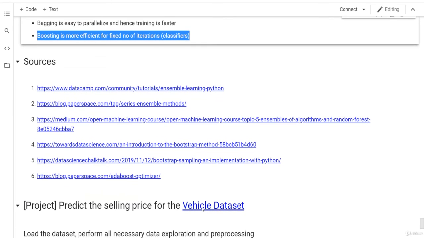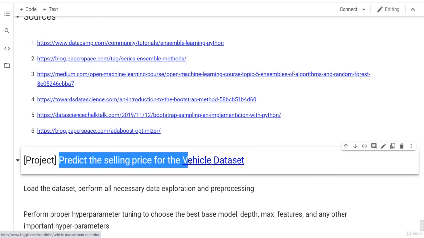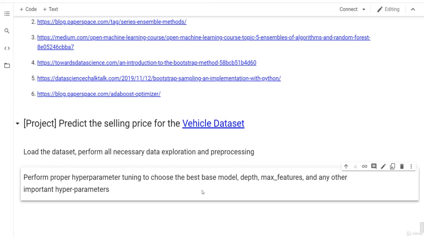Now, in the next lesson, we are going to start introducing the project for this section. In this section, we are going to work on a project for predicting the selling price of the vehicle dataset. This is a dataset available on Kaggle. What we are going to do is load the dataset, perform all necessary data exploration and pre-processing, and then perform proper hyperparameter tuning to choose the best base model, depth, maximum features, and any other important hyperparameters. And of course, we are going to do all this from scratch.